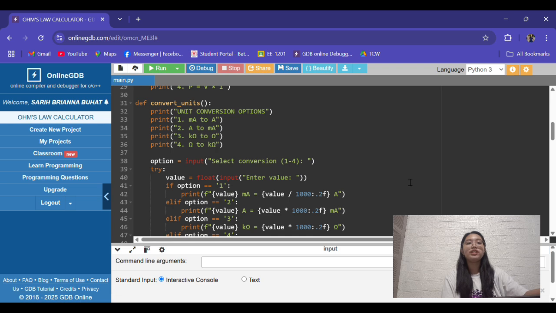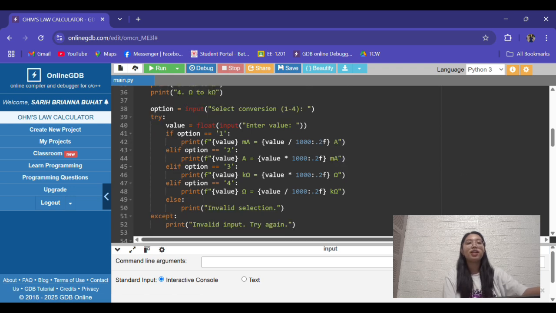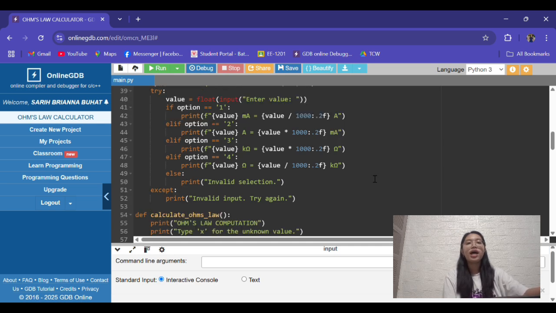Next one is the convertUnits function. In the convertUnits function, we added interactivity using the input function. The user is given several conversion options such as milliamps to amps, amps to milliamps, kiloohms to ohms, and ohms to kiloohms. After the user makes the selection, the program uses if or elif statements to determine which formula to apply. The input is then processed using basic math and the result is displayed using the print command.